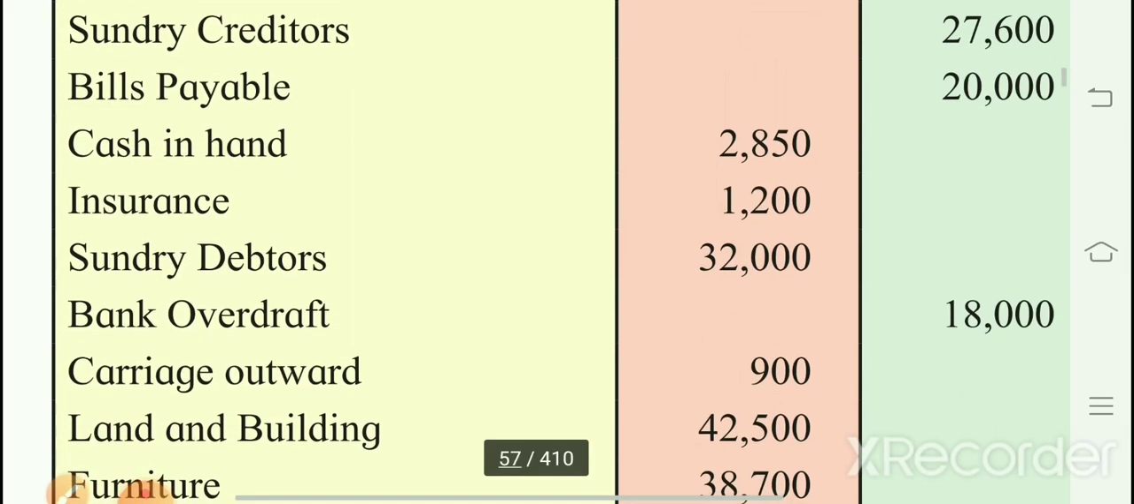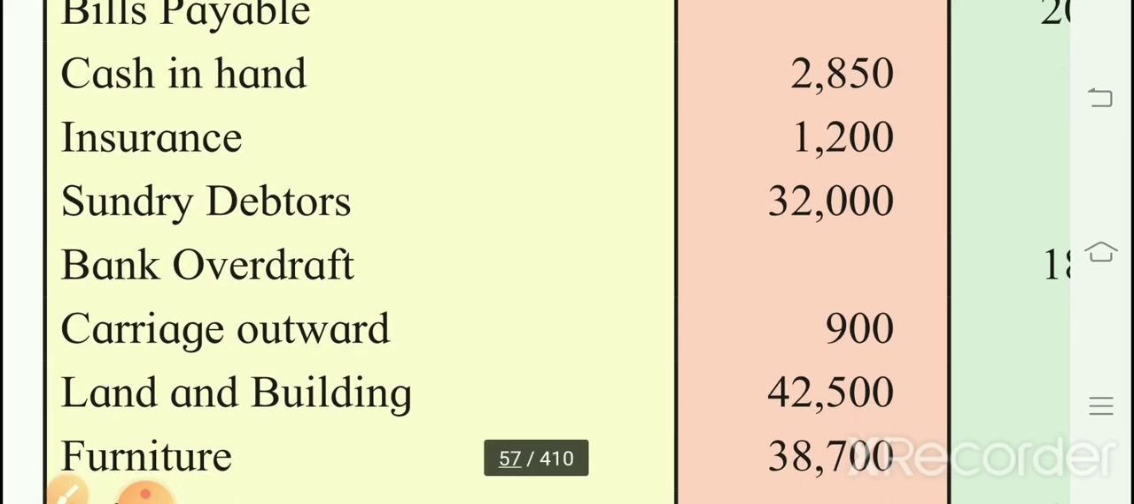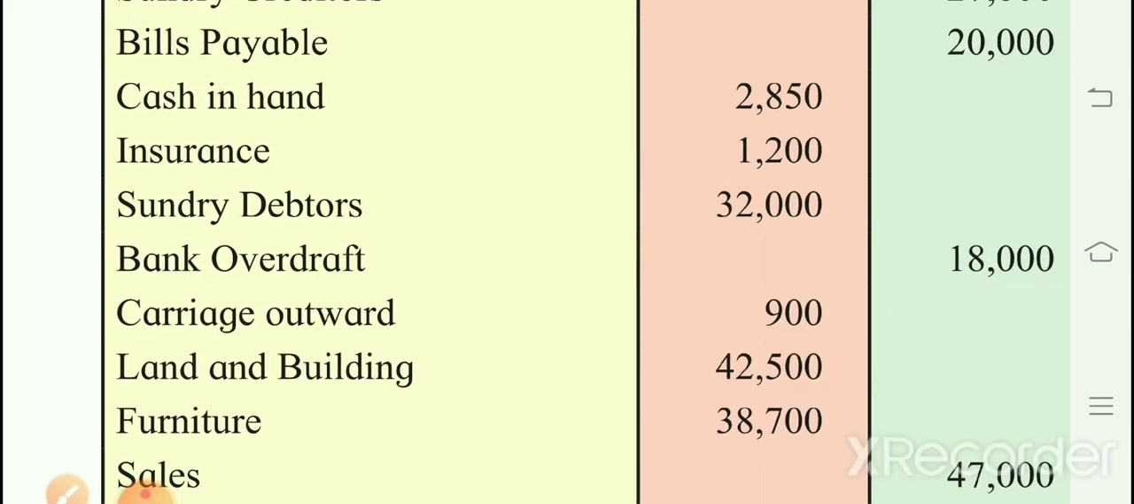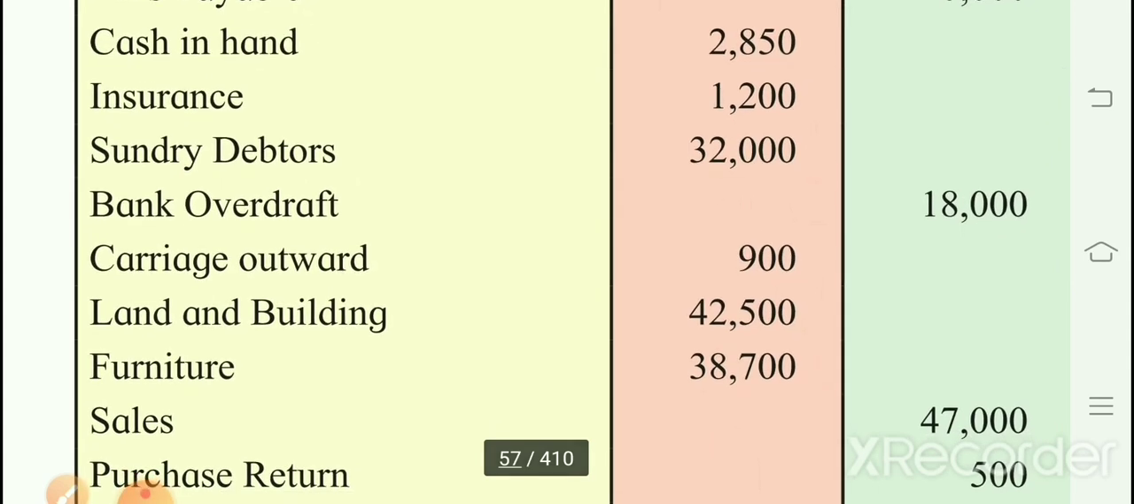Next is insurance. This item will be recorded on the debit side of the profit and loss account by rupees 1,200. Sundry debtors. On the asset side by rupees 32,000 we will record it. Next is bank overdraft. Bank overdraft is the short term loan taken by our firm. Hence, it is the liability of our business. That's why we will record this item on the liability side by rupees 18,000.